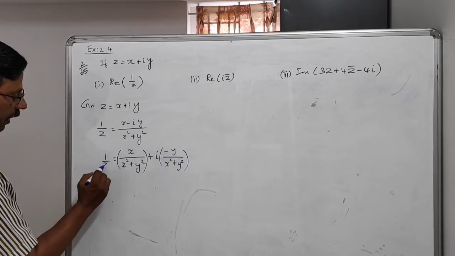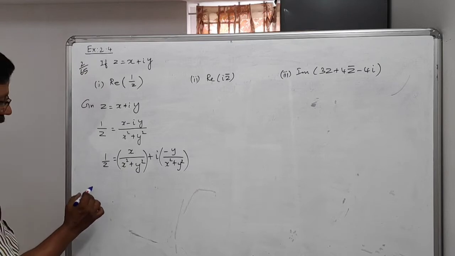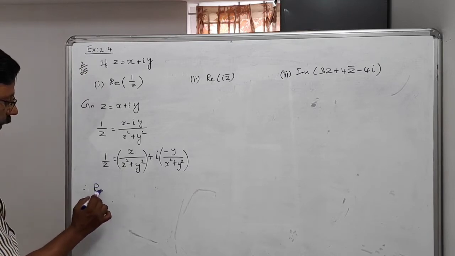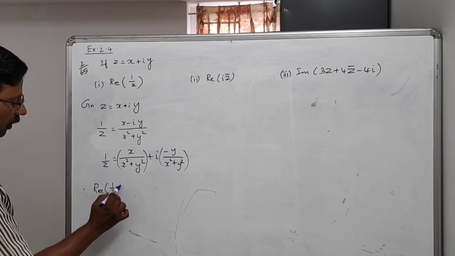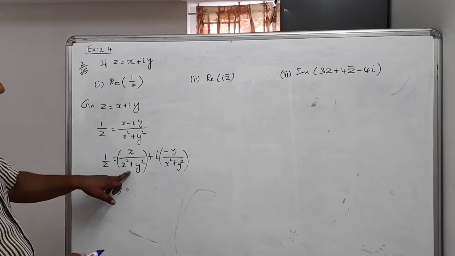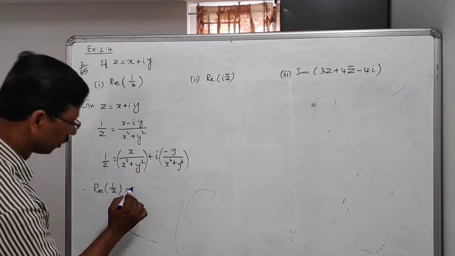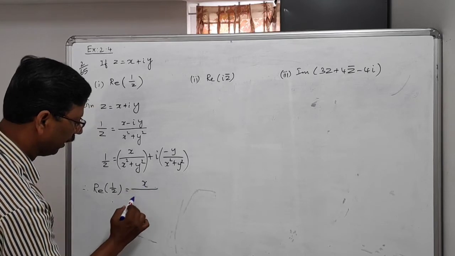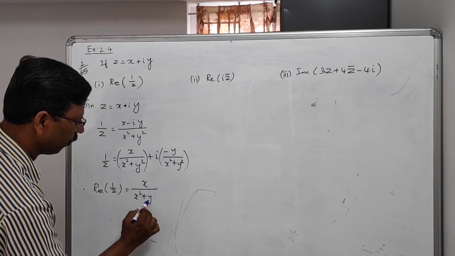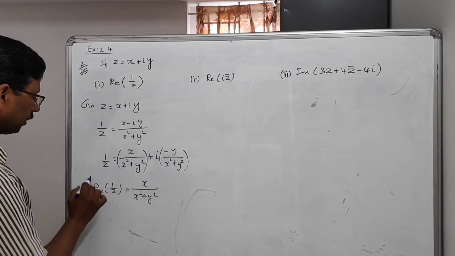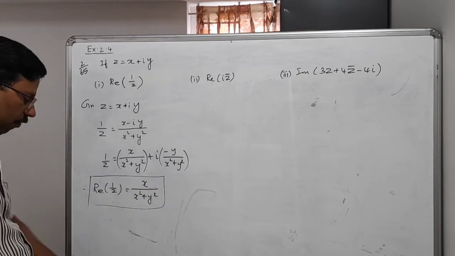After writing in the rectangular form, we can find the real part of 1 by z. Therefore, the real part of 1 by z is equal to, this is real part, this is imaginary part. Therefore, we can take this x by x square plus y square. Now this is the real part of 1 by z.